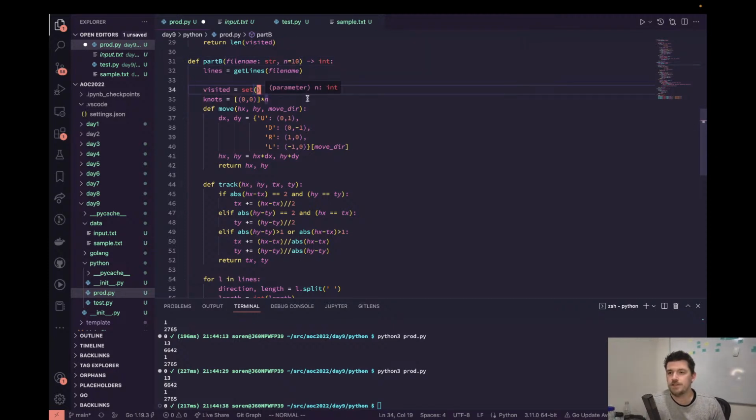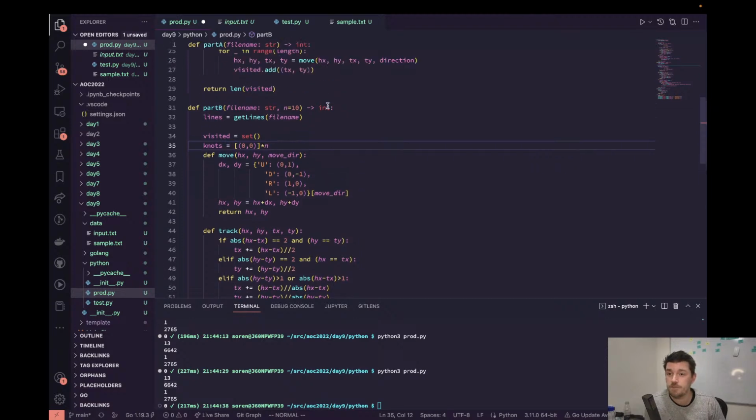And so instead of starting out saying there's a head and there's a tail, we just say there are knots, and there are N of them. So this is a nice Python way of creating an array of a bunch of the same elements. So that turns into an array of 10 instances of the 0,0 tuple.